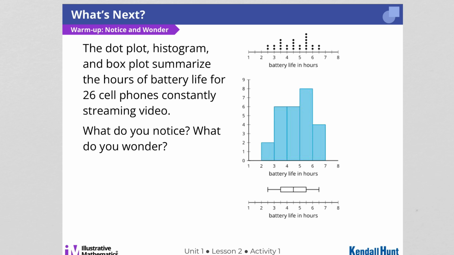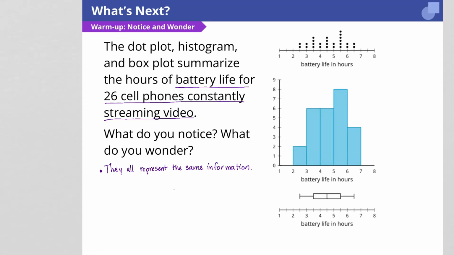The dot plot, histogram, and the box plot summarize the hours of battery life for 26 cell phones constantly streaming video. So one of the first things that we can notice is that all of these diagrams represent the same information. They all represent the same thing, but they don't all look the same.